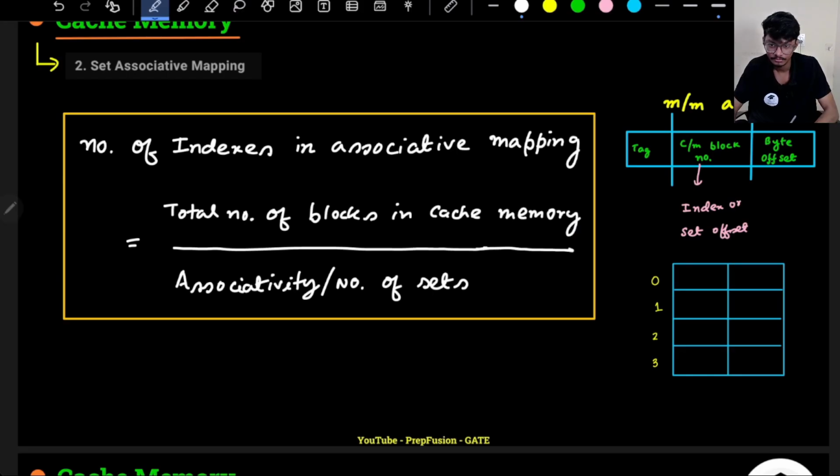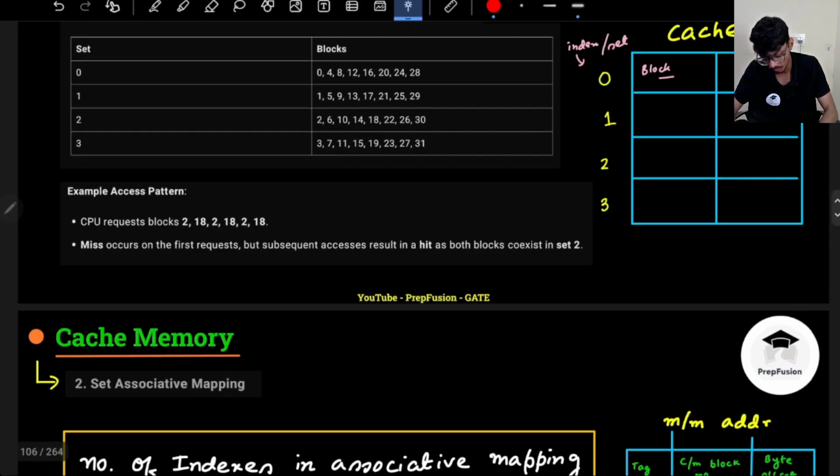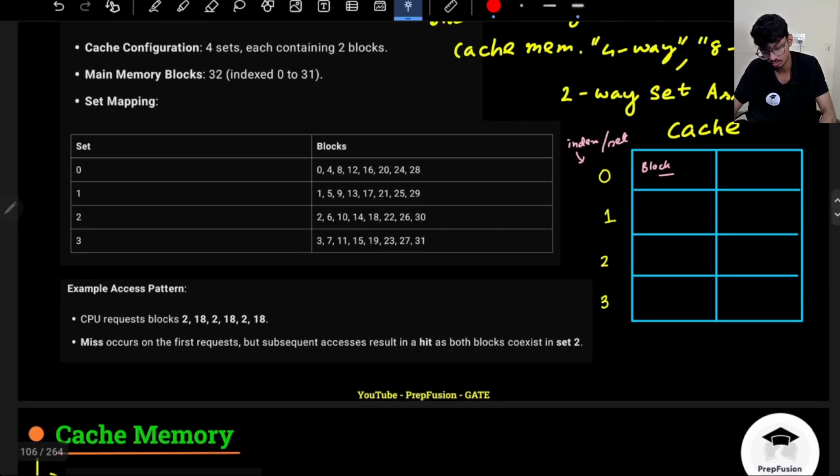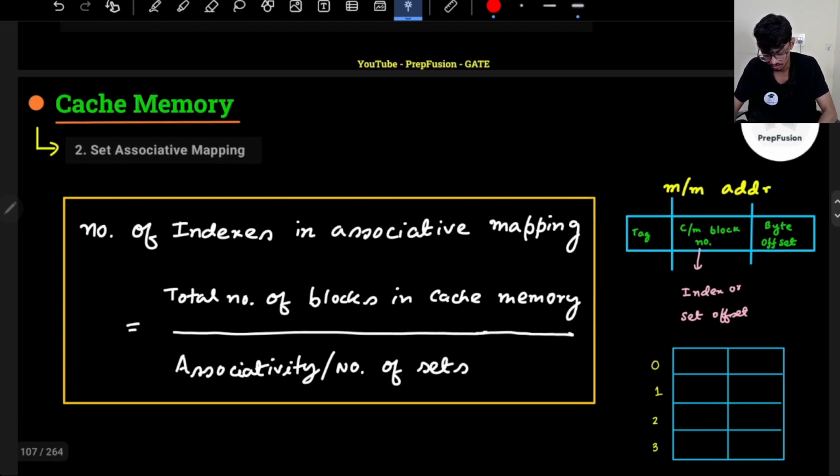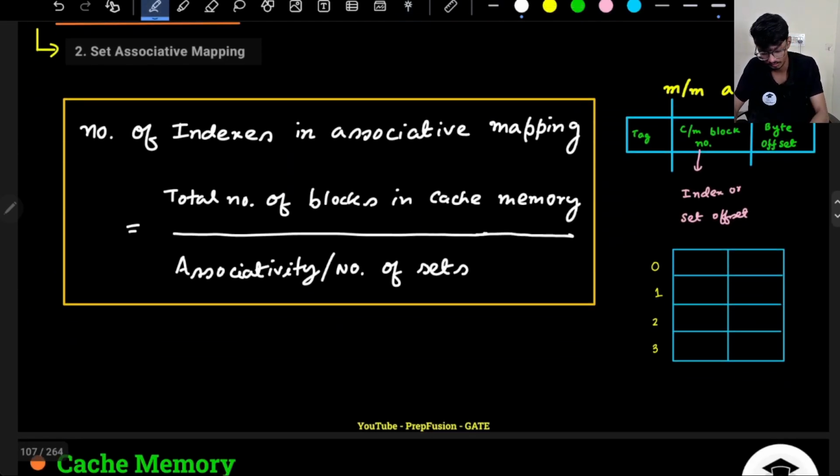Okay, now what is the set number in which a particular block will be placed? How do I calculate the set number? It is simply equal to the main memory block number mod the number of sets. So main memory block number, let's say, is 4 and number of sets is 4. So 4 mod 4 will be 0. Hence 4 is placed in set 0. Main memory block number is 8. 8 mod 4 is again 0. Hence it is placed in set 0. Like this you can do. So that is the set number where the block will be placed.